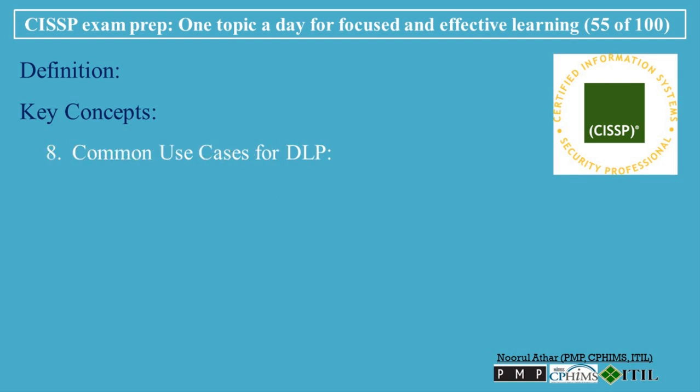8. Common use cases for DLP. Protecting intellectual property. Organizations use DLP to prevent the unauthorized transmission of intellectual property, such as proprietary designs, source code, or trade secrets. Example: DLP prevents an engineer from sending confidential design documents to an unauthorized external email address.